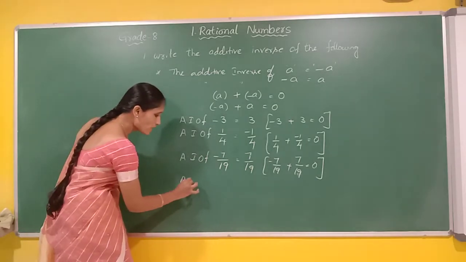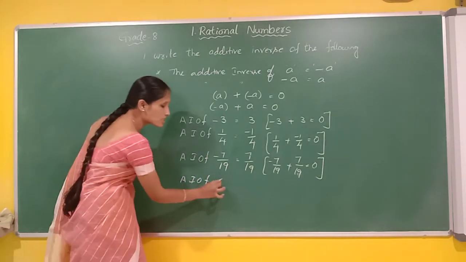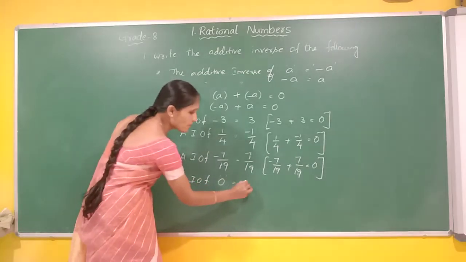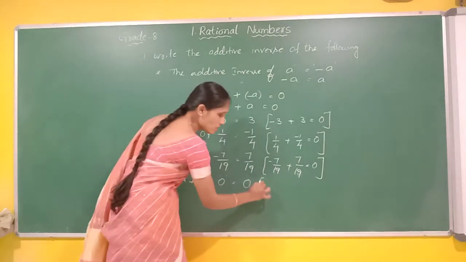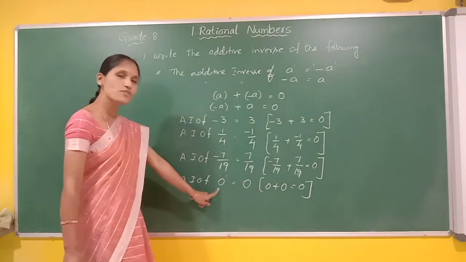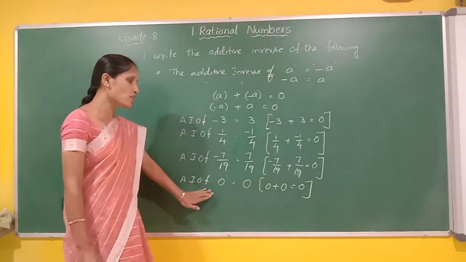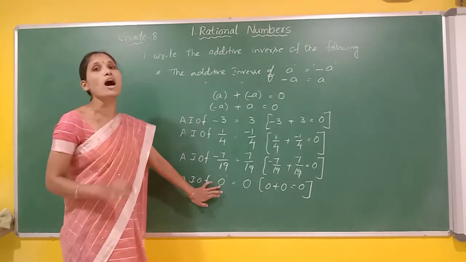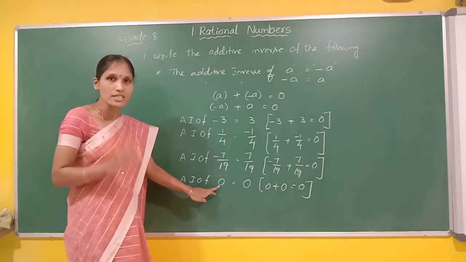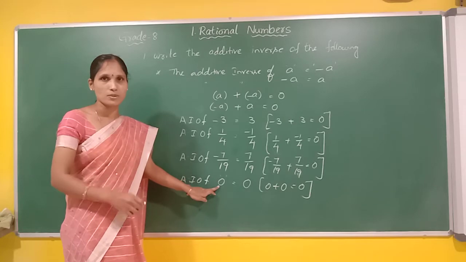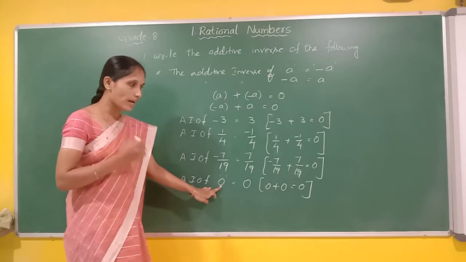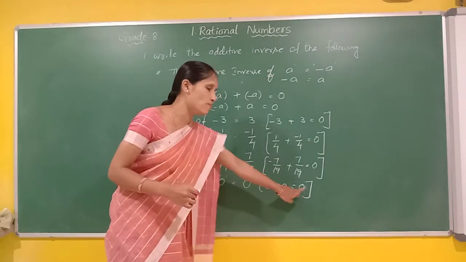One more question. What is the additive inverse of 0? Yes, the additive inverse of 0 is 0 because 0 plus 0 equal to 0. Remember that in rational numbers, 0 has its own additive inverse.